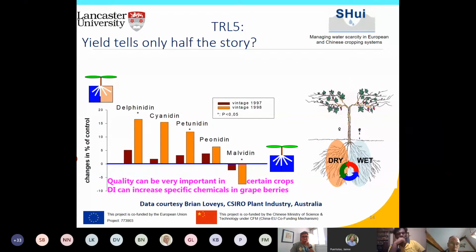And I've got here a summary statement that quality can be very important in certain crops, and certainly for wine grapes they are one of those. And more generally, independently of how you apply less water to the root zone, whether you adopt partial root zone drying or conventional deficit irrigation, where you apply less water to the entire root zone, this concept of deficit irrigation can be useful to increase specific chemicals in the berries and therefore impart certain flavours and aromas to the constituent wine that is produced.